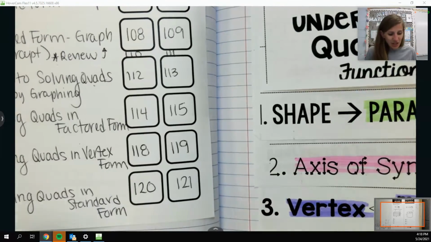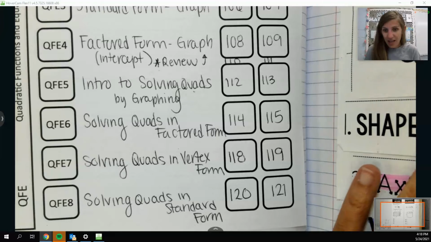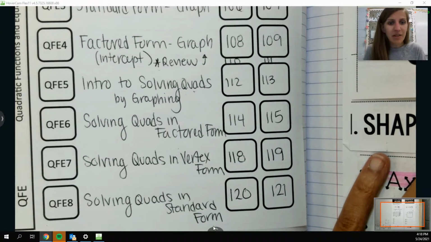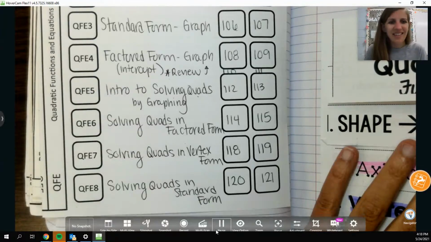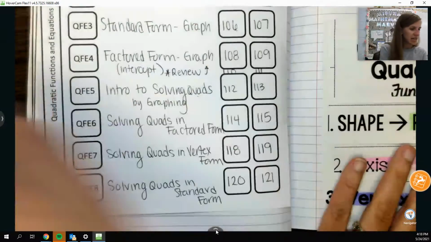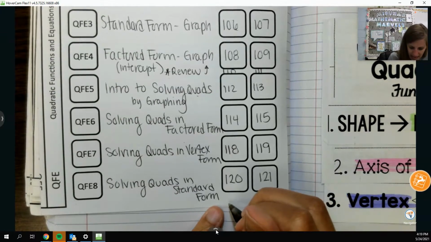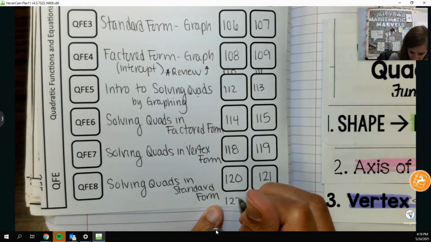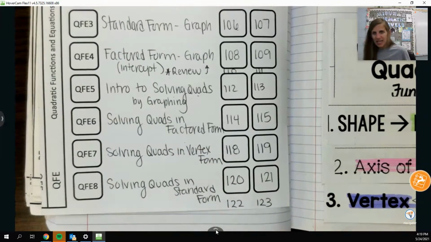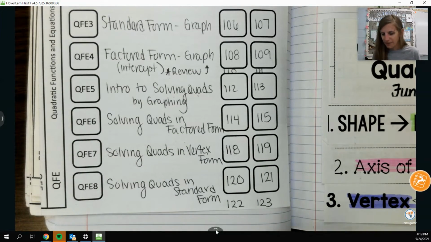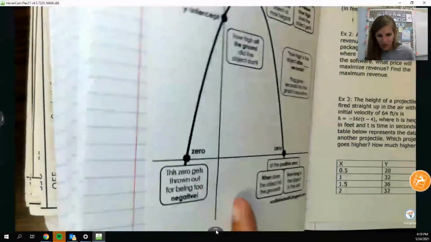All right, guys, so we are going to add notes to our notebooks, and I know it doesn't seem like we have enough space on our table of contents, but we got to make space. So underneath our solving in standard form, we are going to be adding today pages 122 and 123, but I think before I write down what it is, I actually want to go do it first. So let's turn to those two pages.